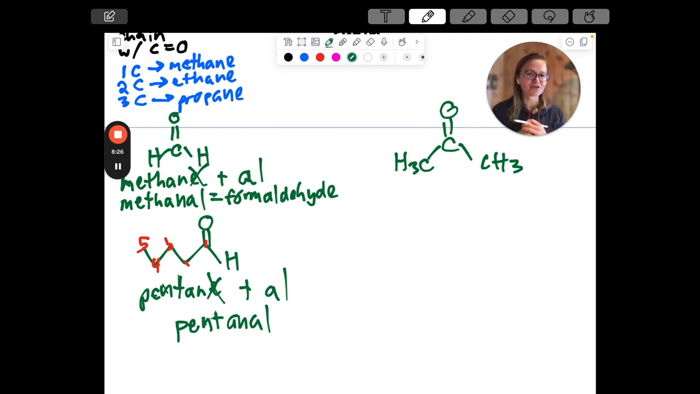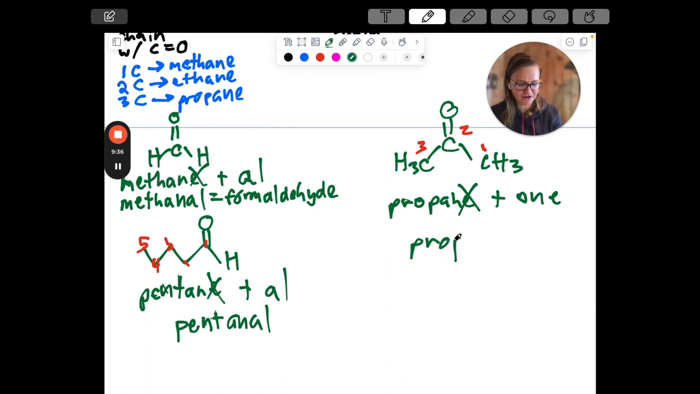Well, let's count our longest carbon chain that includes the carbonyl carbon. So let's count our carbons here. We've got, let's see, 1, 2, 3 carbons. Now to name a hydrocarbon chain with 3 carbons, we would call that propane. Okay, so let's go ahead and write that. Propane would be our prefix here. What are you going to do to the E? You're going to chop it off. And then you're going to add our specific ketone suffix, which is going to be ONE. This ketone is going to be called propanone.